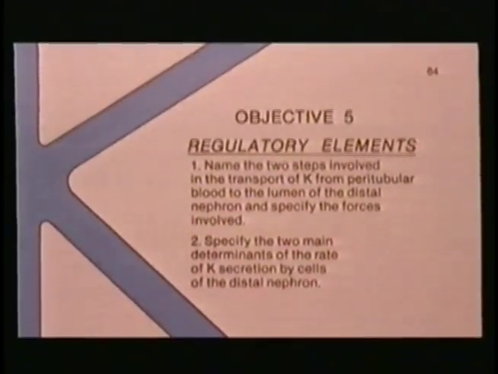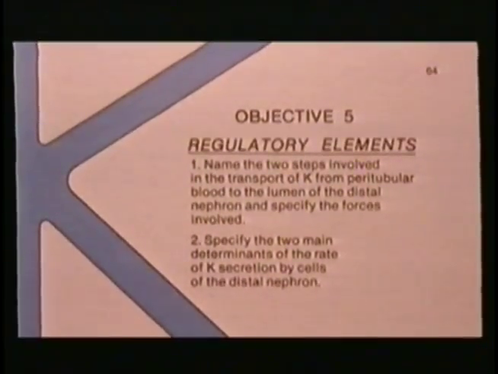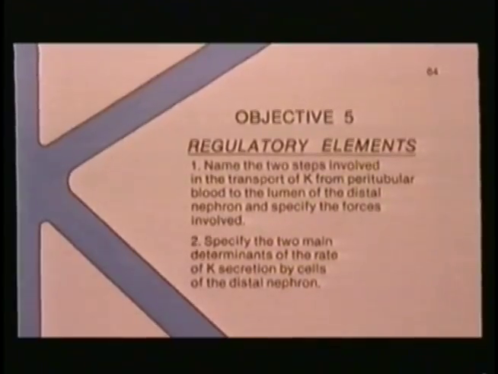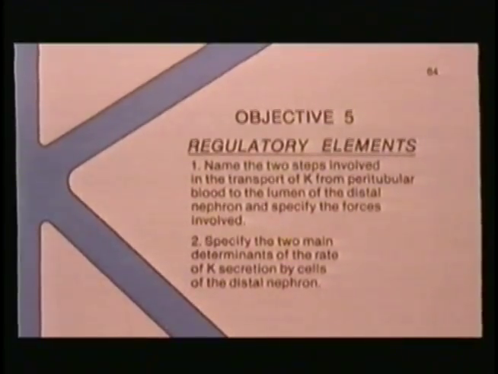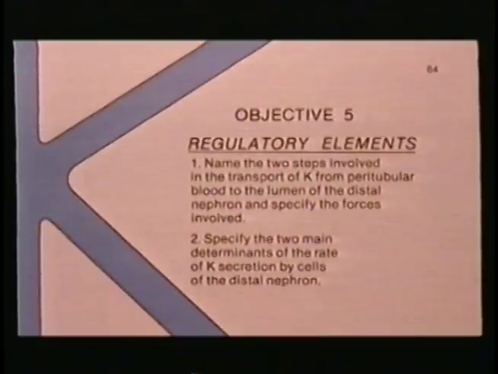In the last portion of this discussion, we will consider regulatory elements. You should be able to: 1. Name the 2 steps involved in the transport of potassium from peritubular blood to the lumen of the distal nephron and specify the driving forces for these transport processes.